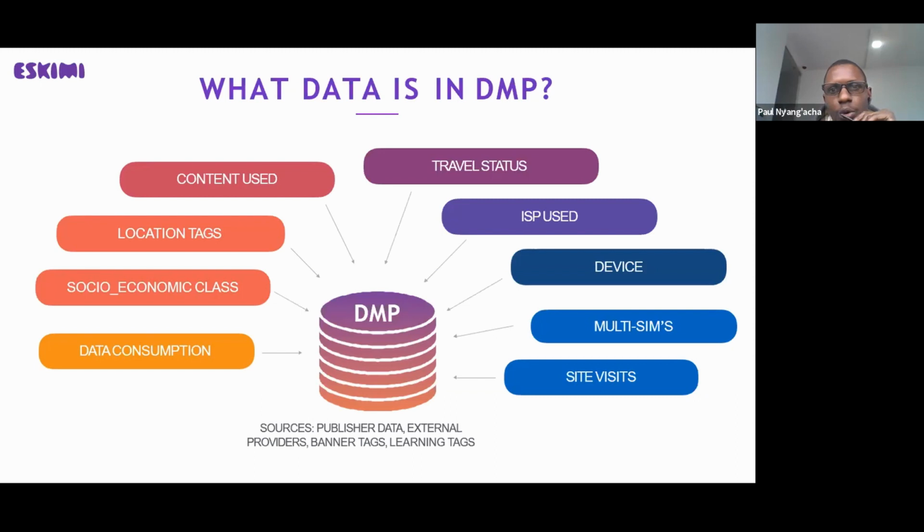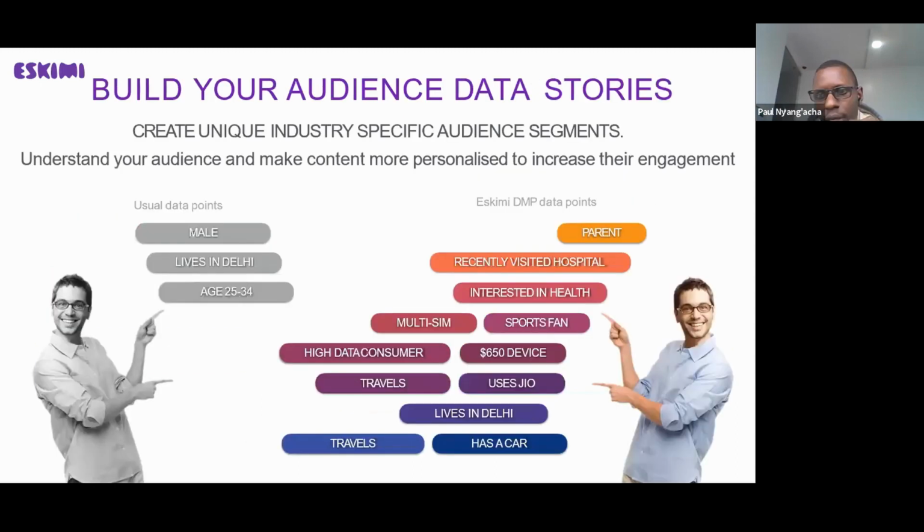So you can also build your audience segment based on data. So we usually have the usual data points, that is age, gender, and also location. But what Eskimi has is that we have more than 40 data points in our DMP. So you can get to know if this user is a parent, recently visited the hospital, interested in health. Is this user a sports fan? Is this a higher data consumer? The location of this kind of user. So you actually have more than 40 data points, and we have these specific audience segments within our DMP.